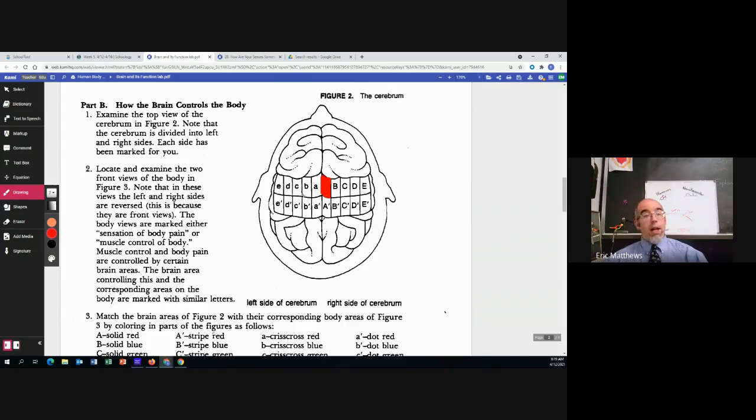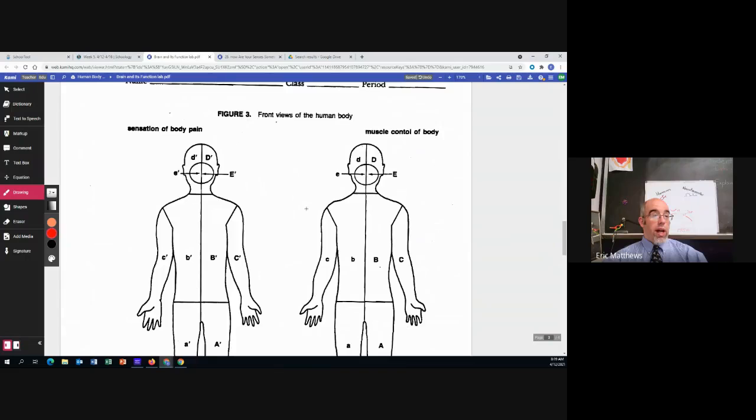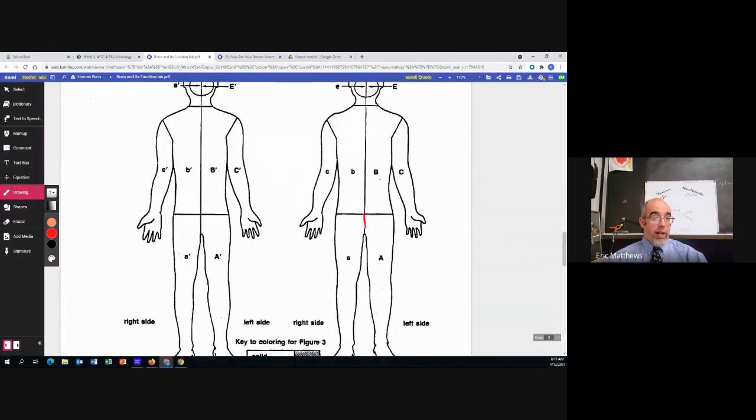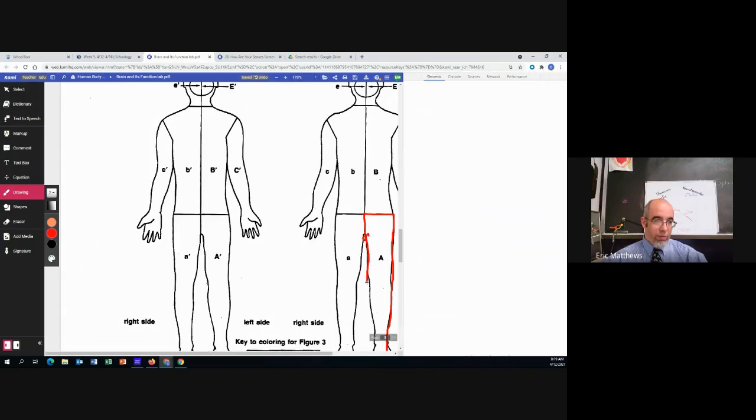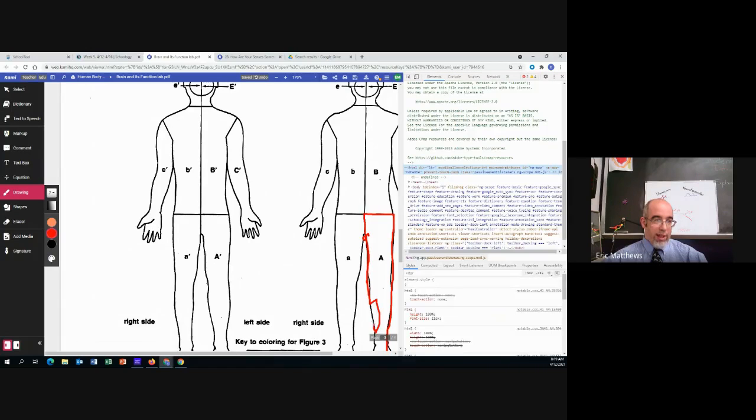Right? Now, we would go to this diagram, find capital A, it's right here. Oh, it's doing a weird drawing thing. I don't know what you are, go away.